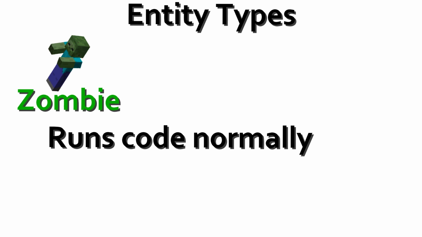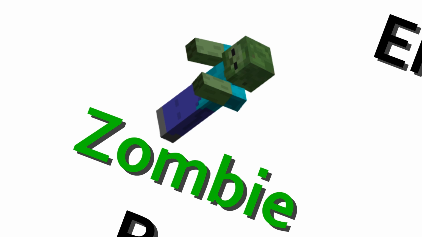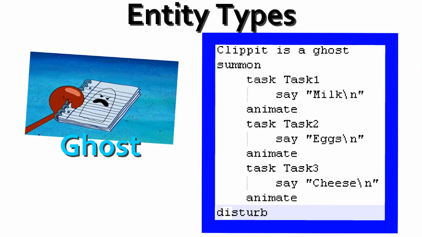Zombies are entities that run your code in the exact way you write it, like, you know, you would expect from a programming language. Ghosts are very similar to zombies in the code itself, except for the fact that they are disturbed instead of animated. Ghosts run their tasks normally, but they have one little quirk that I think would be explained best by demonstration.